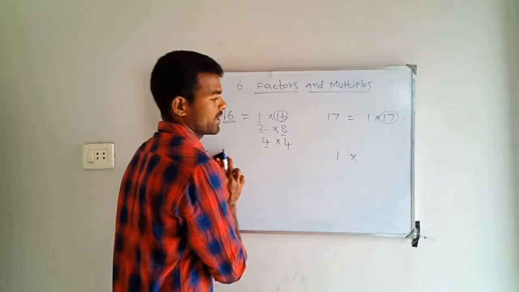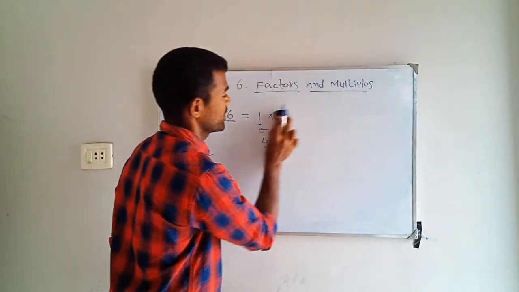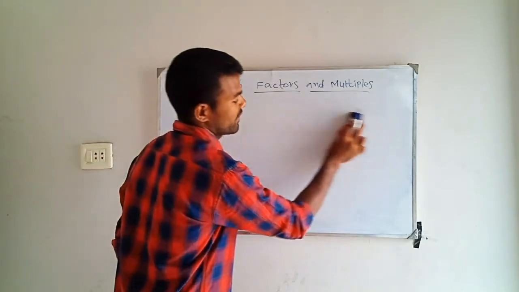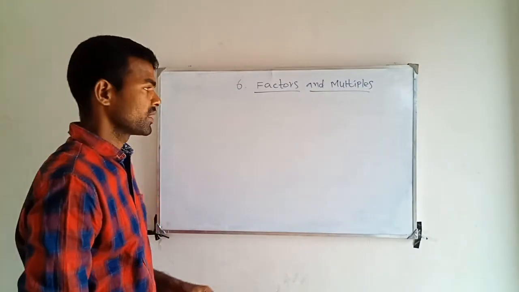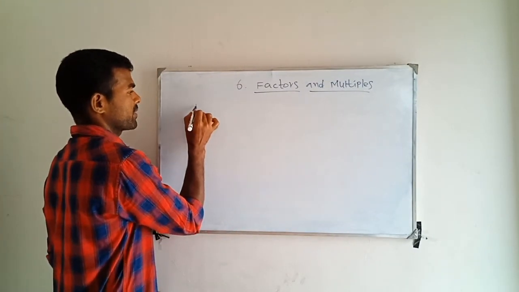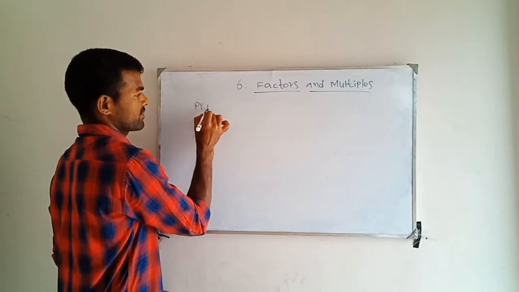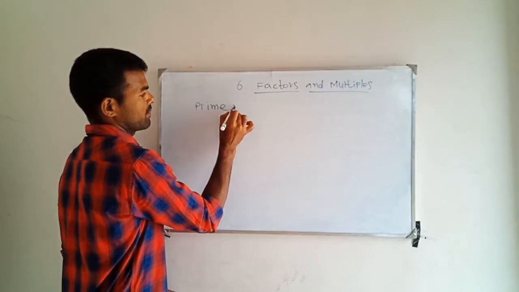Now let us see some different kinds of numbers here. First, let us see the prime numbers.